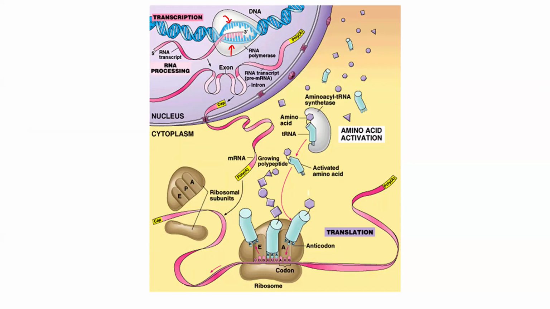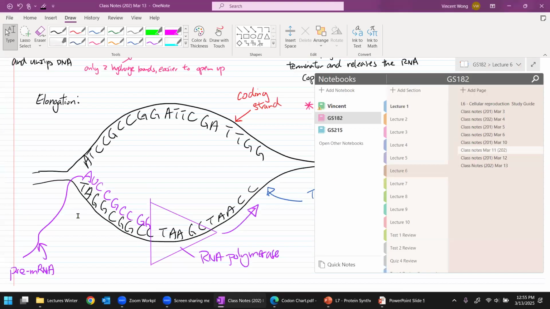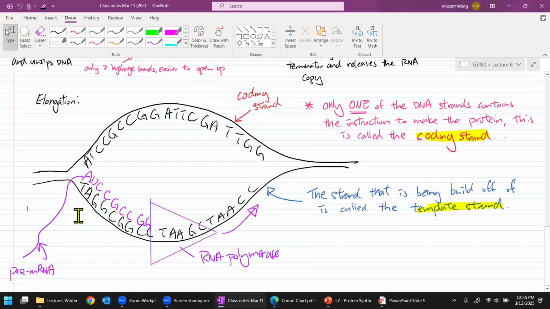You're not supposed to see the letters. Just based on looking at this, you should be able to tell whether it's coding or template. Which one is coding? Top? Okay, how do you know? Let's go back to this note here. When you're doing the question, it's different, but when you're actually building it in the body, you always use the template to make the RNA. Once again, you cannot use the coding to make the same copy because it will come out backwards.